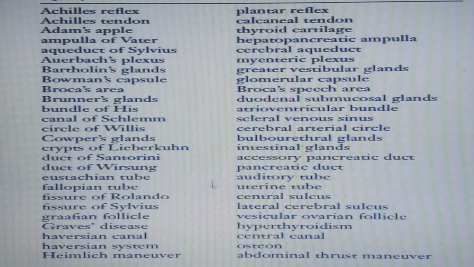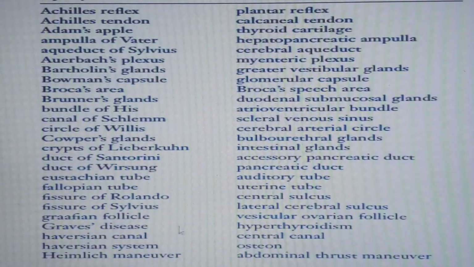The Eustachian tube is the pharyngotympanic tube, also known as the auditory tube. Fallopian tube is the uterine tube, or the salpinx. Then fissure of Rolando is the central sulcus of the brain. We will look at all these ones. Then fissure of Sylvius, that's the lateral cerebral sulcus. The Graafian follicle, that's the vesicular ovarian follicle, or the mature follicle, or the tertiary follicle actually.